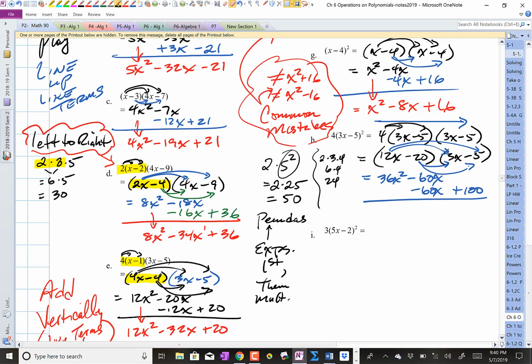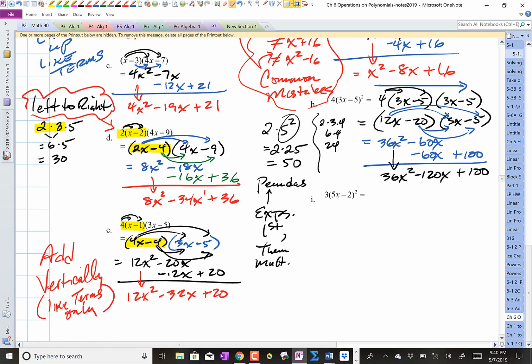And then, of course, you add vertically. Like I keep saying, I got 36x squared. A negative 60 plus a negative 60 is a negative 120. And then I got minus 120x plus 100. So you got to be careful on this. Pause the video and try the next one. Let's see if you guys can handle it.